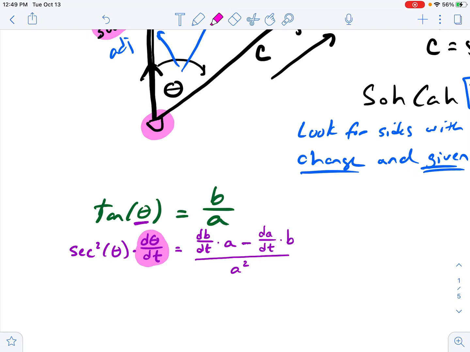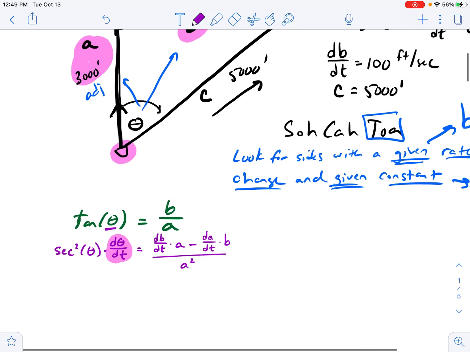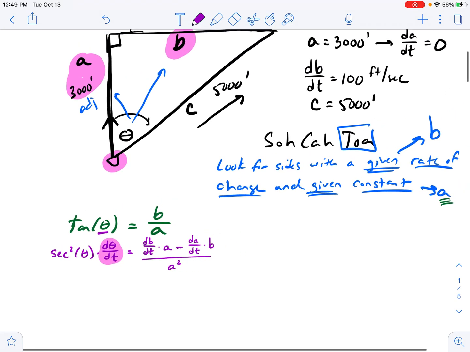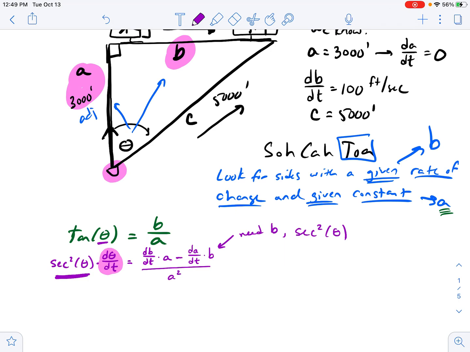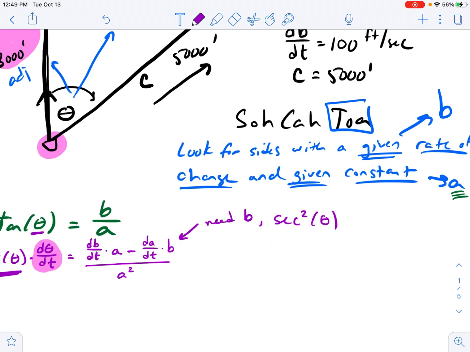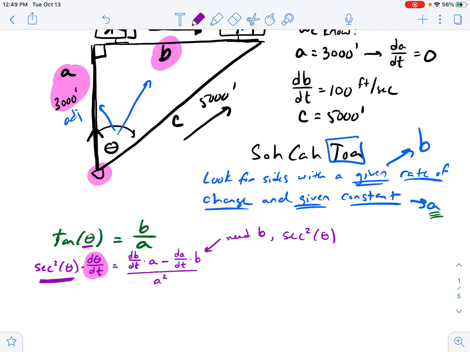Now, ultimately, we're solving for this. So we've got to be able to sub in for dB dt. We know that's 100. We've got to sub in for A. We know that's 3,000. We've got to sub in for dA dt. We know that's 0. We have to sub in for B. We still need that value. And we also need the value of secant squared theta on the left-hand side of the equation. So before we can actually go on to solve for d theta, we need to now figure out these things.